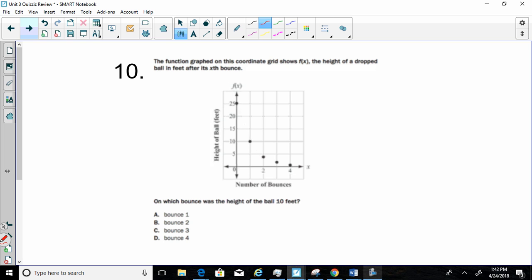Next one. It's looking at the height. Is your height your x or your y? Y, right? So it's saying when your height is 10, what bounce is that? 1. Exponential questions on your test are not going to be that difficult. It's just understanding.